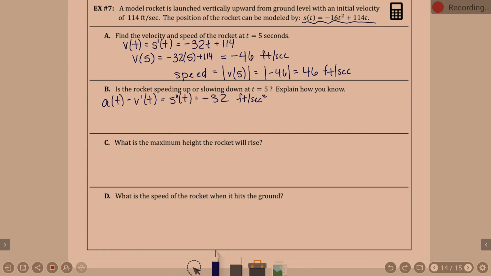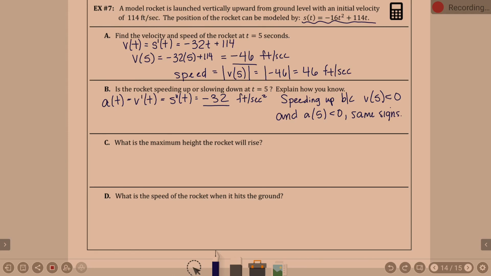So, speeding up or slowing down? Speeding up because velocity at 5 is less than 0 and acceleration at 5 is less than 0. Or in other words, same signs. Okay.